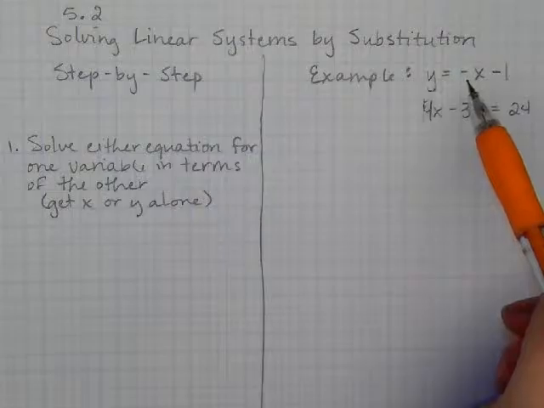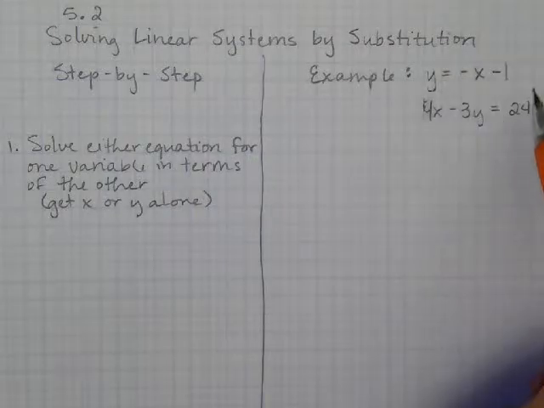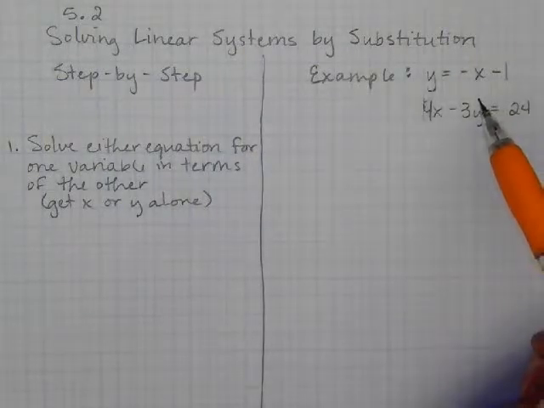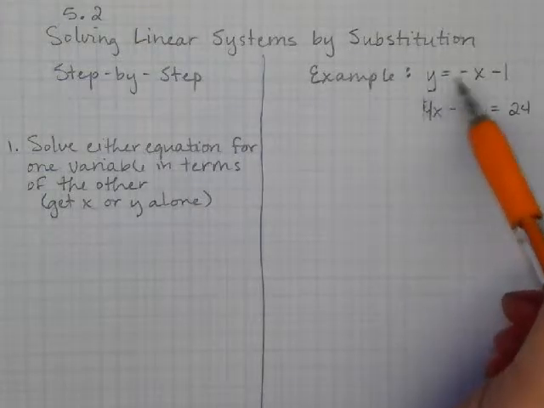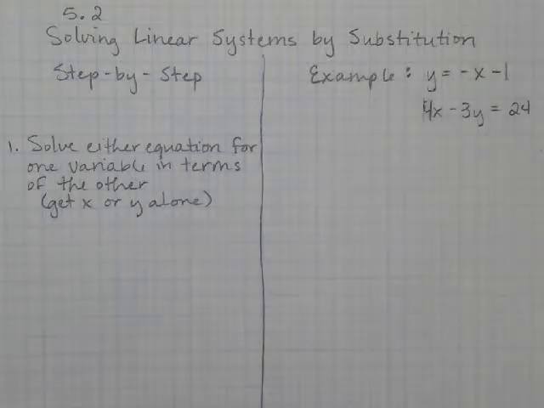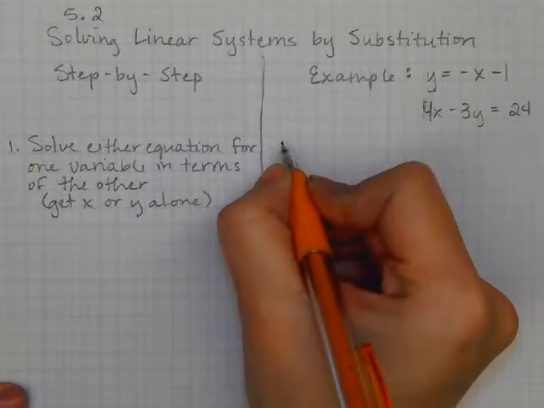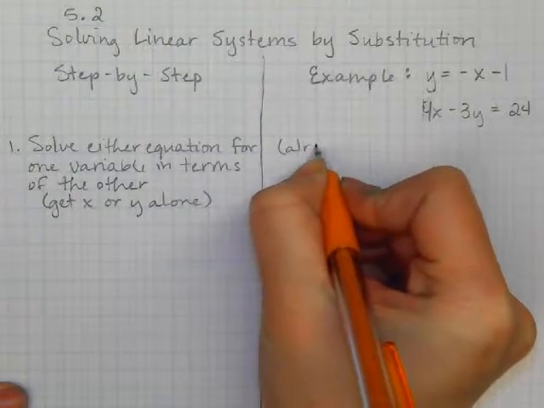Do we have y or x alone in one of these equations? Yes, we do. The first equation is y equals negative x minus 1. So this one in the example is already done. So you don't always have to do that step. Sometimes it's already done for you. So I'm just going to rewrite this down here.